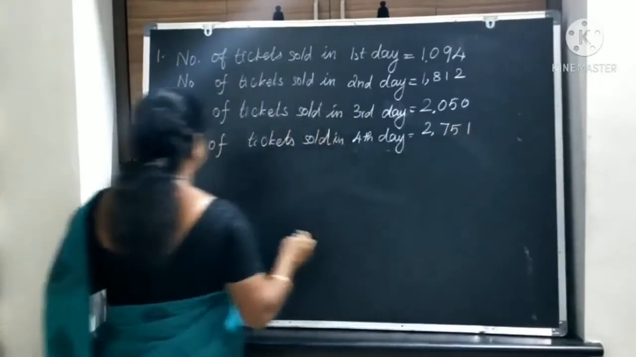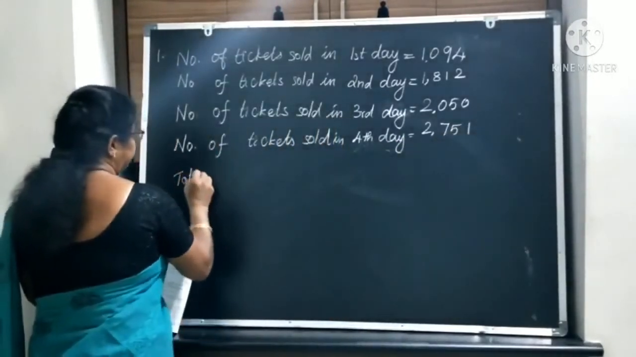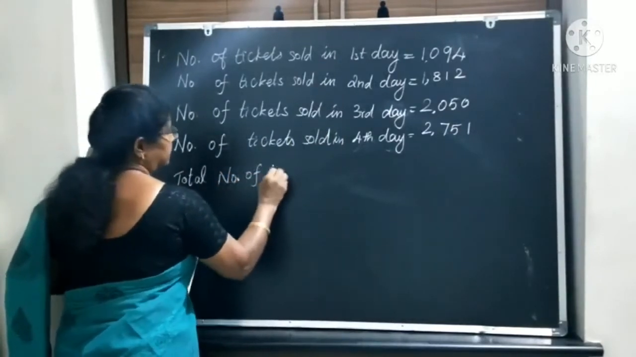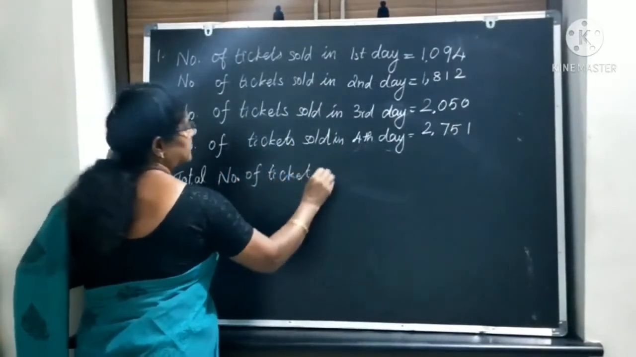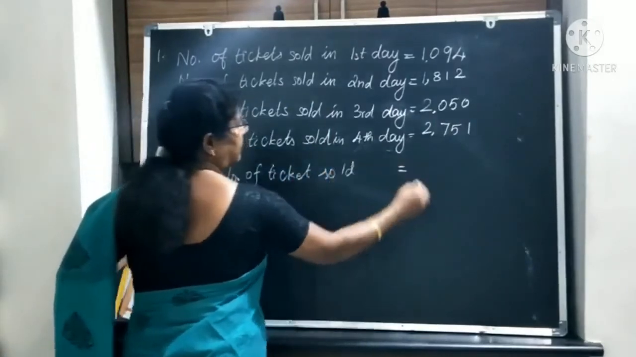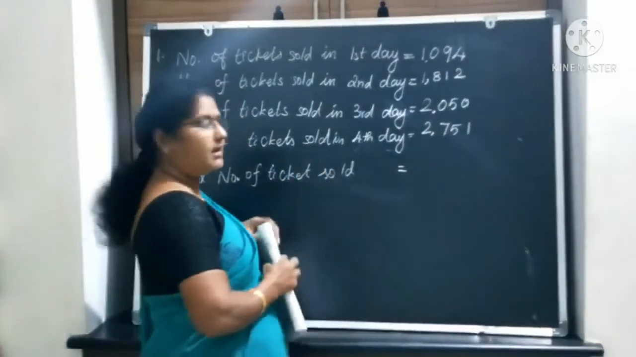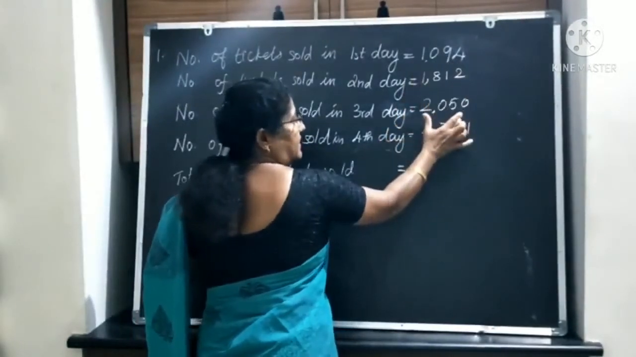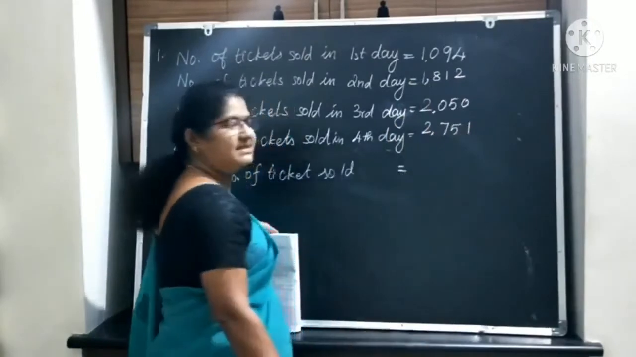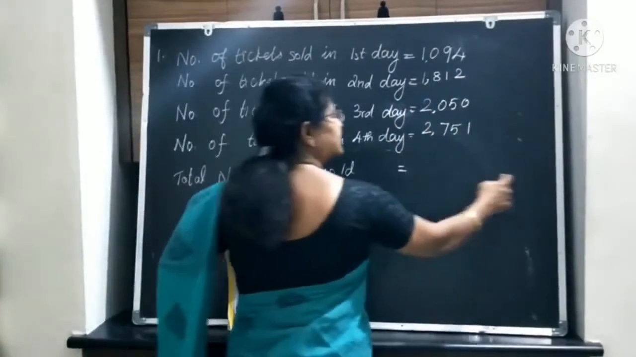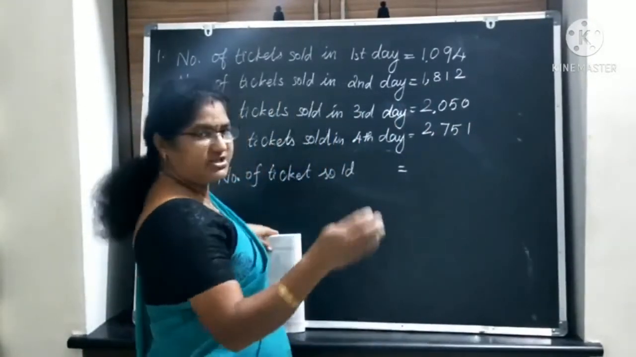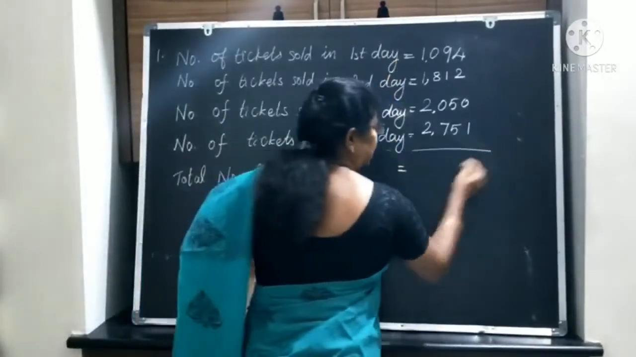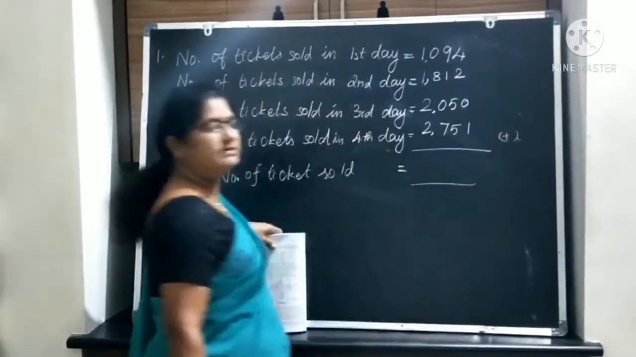2751. So total number of tickets sold. Total number of tickets. We have to add all the numbers: 1094 plus 1812 plus 2050 plus 2751. You can write plus, then add, or we know addition already. So we write it column-wise directly. We can add this way also.